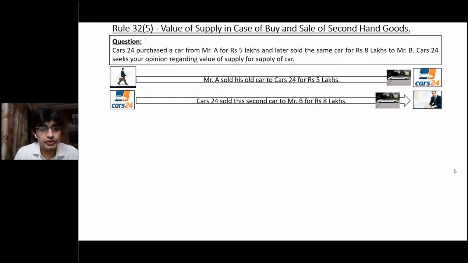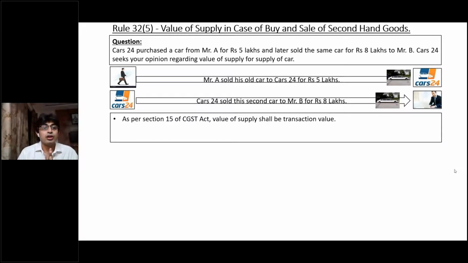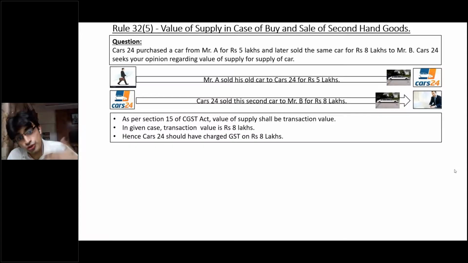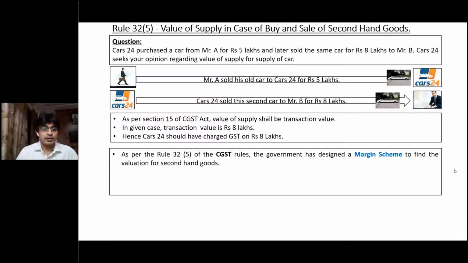Now rule 32 sub rule 5, what does it say? Normally as per section 15, value of supply is transaction value. Agreed. So in the given case, transaction value is 8 lakh, and Cars 24 should have charged GST on 8 lakh. But as per rule 32 sub rule 5, the government has designed a margin scheme for the second hand goods dealer.